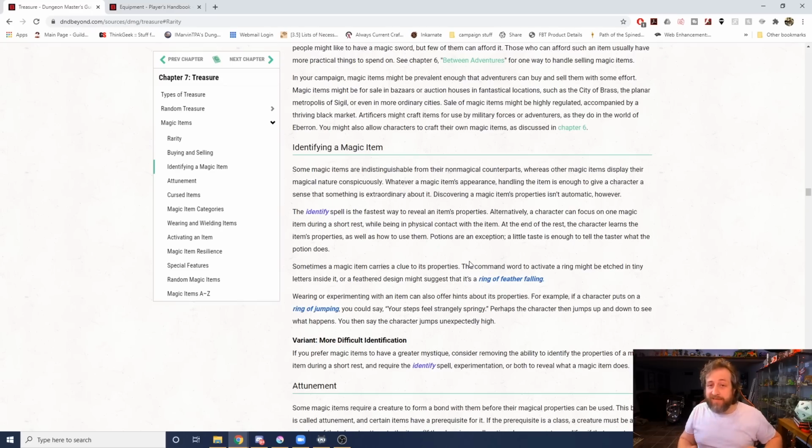So let's read that line again. Whatever a magic item's appearance, handling the item is enough to give the character a sense that something is extraordinary about it. So if you're not casting Detect Magic to blanket search for magical things in a room, just picking up an item, you'd be like, oh, this guy had a sword, let me go loot the body.